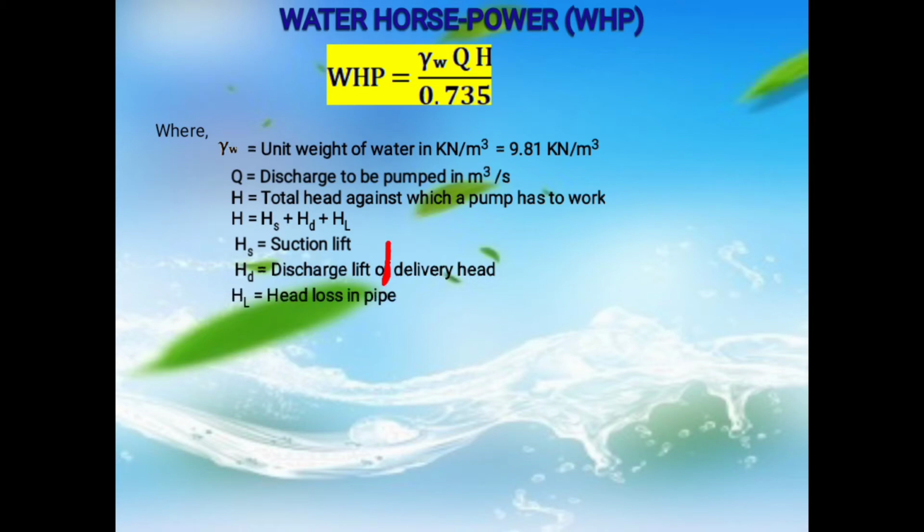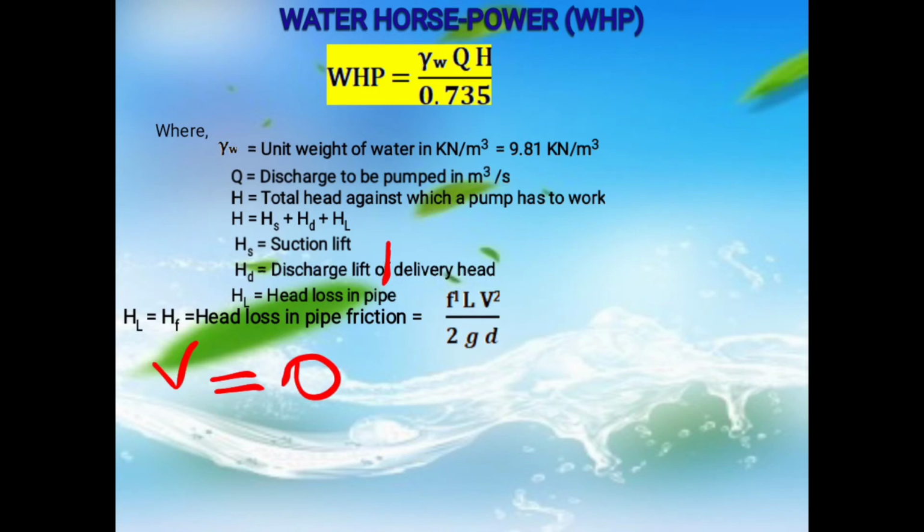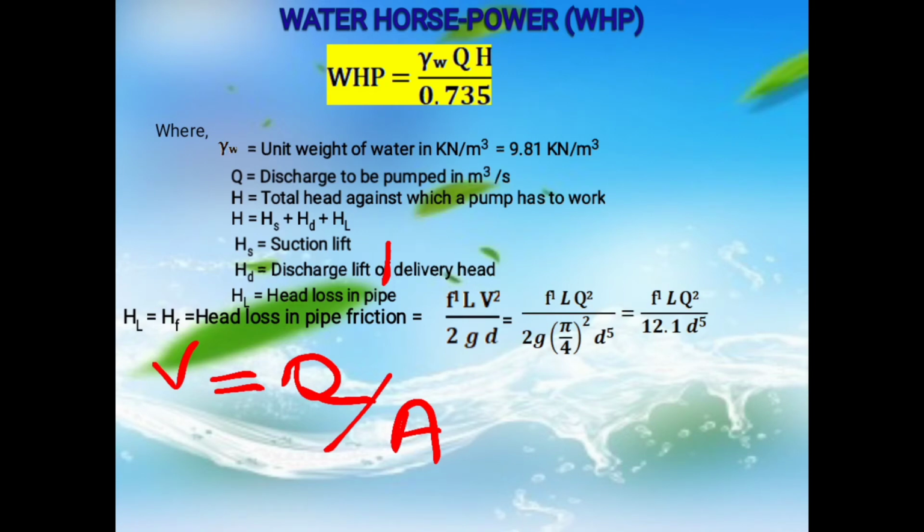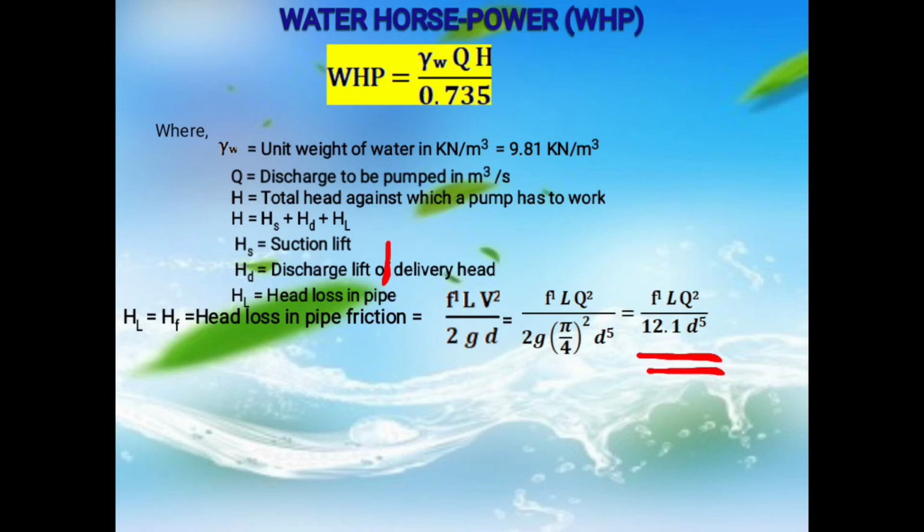Then HL equals HF, that is head loss due to friction, and HF equals F dash into L into V square by 2GD. Put V equal to Q by A, equal to Q divided by pi by 4 D square. Then HF equals F dash into L into Q square divided by 2G into pi by 4 the whole square into D raised to 5, that equals F dash into L into Q square divided by 12.1 D raised to 5.